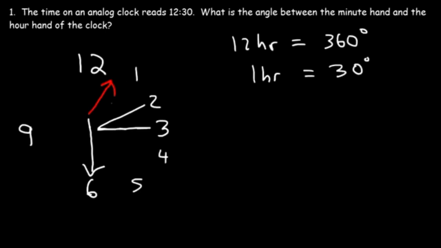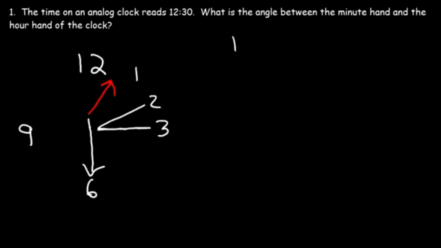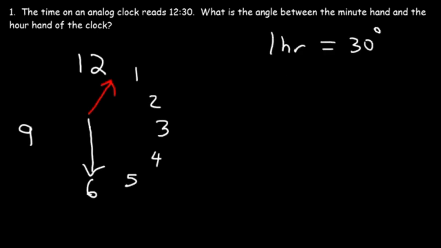So therefore, from 1 o'clock to 6 o'clock, that's a time period of 5 hours. So if 1 hour represents 30 degrees, then 5 hours is 5 times 30, which is 150 degrees. So therefore, from 1 all the way to 6, that angle is 150 degrees.